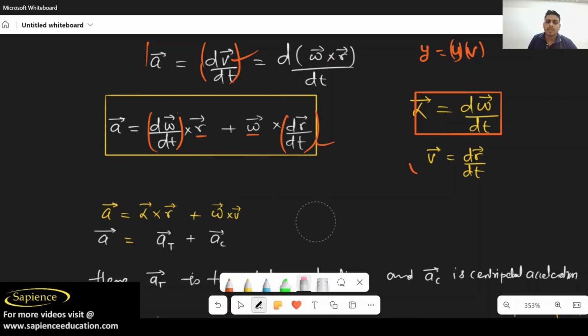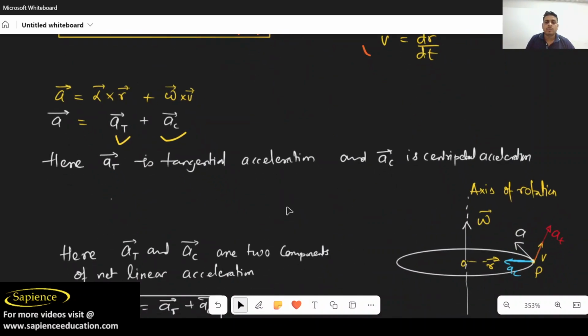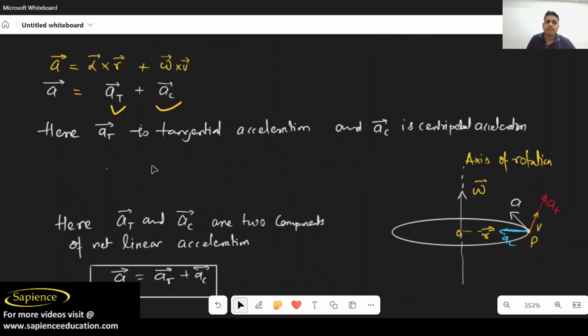So why have I written it as tangential as well as centripetal acceleration? It has some reason, and I will definitely show you. Try to understand here: omega is in the upward direction, alpha is also in the upward direction, the radius is in this direction, and the linear acceleration is in this direction.